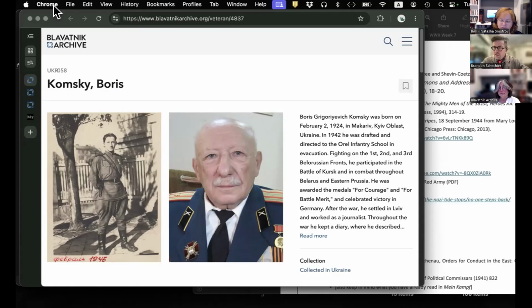Komsky in the 1940s is a young man looking for love. Komsky in the 2000s is an older man looking back at his life. He doesn't end up marrying anybody he's pursuing in the diary, and his wife eventually makes him get rid of the love letters. But he's a guy looking back and even tells some of the same stories, but in a different way, which is quite interesting.